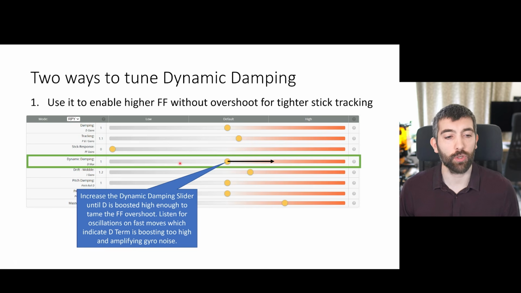To do this, what you're going to want to do is increase this dynamic damping slider until the D term is boosting high enough to tame that overshoot. What you're going to want to listen for is D term oscillations on fast moves, which is showing that your D term is boosting so high that it's amplifying noise and causing oscillations. But provided you're not hearing any of that and your motors are staying reasonably cool, then it's okay to increase this dynamic damping slider to tame that overshoot on fast moves.